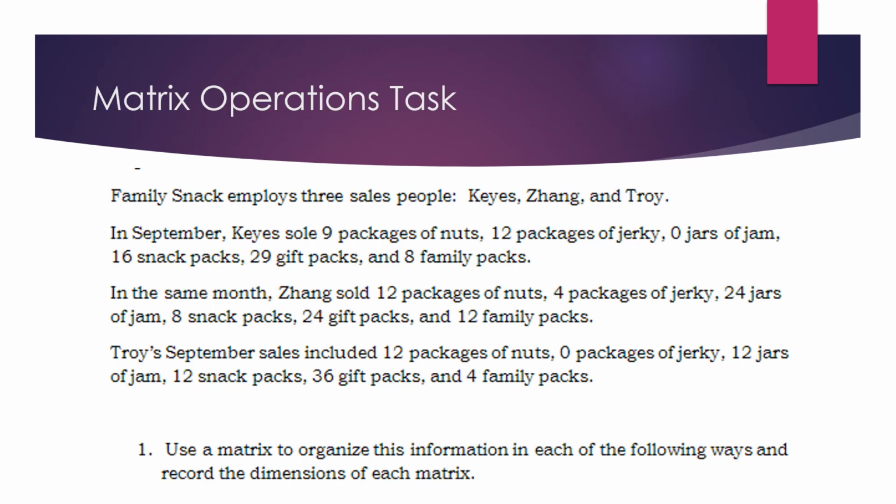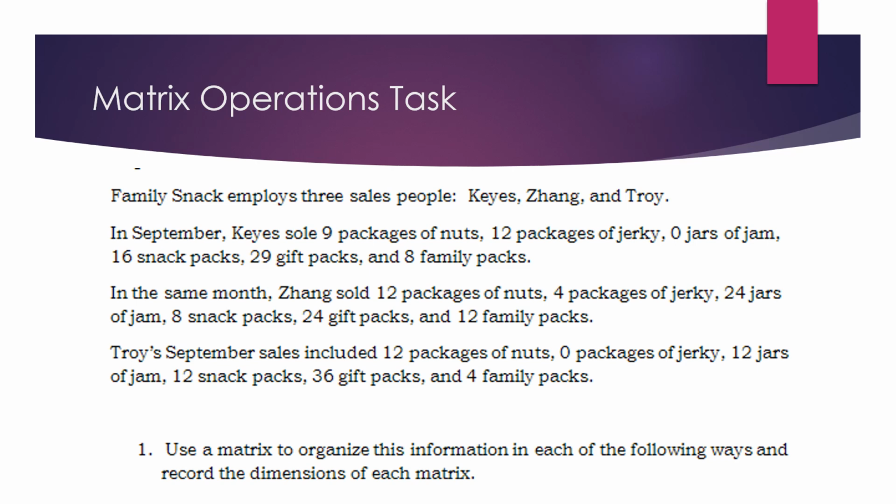So the first part of our matrix operations task talks about the family snack company that employs these three people, Keys, Zhang, and Troy. It states each of their individual sales for the month of September, and we are going to create a matrix representing all of that data. So we've got to remember all of this as we move on to the next page. So we've got Keys, Zhang, and Troy.